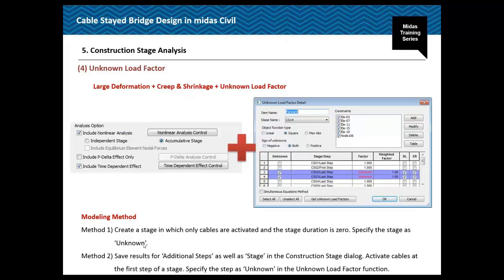That is one way, or the other way is to make the additional step, save the results of the additional step and the stage results, and then activate that cable in the first step of the stage, and then specify that first step in the unknown. Let me show you with the model how we can define that.